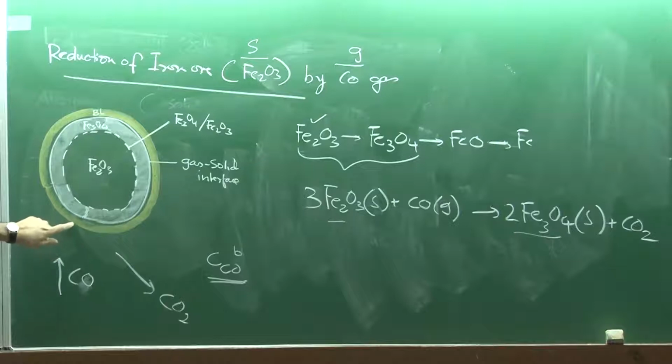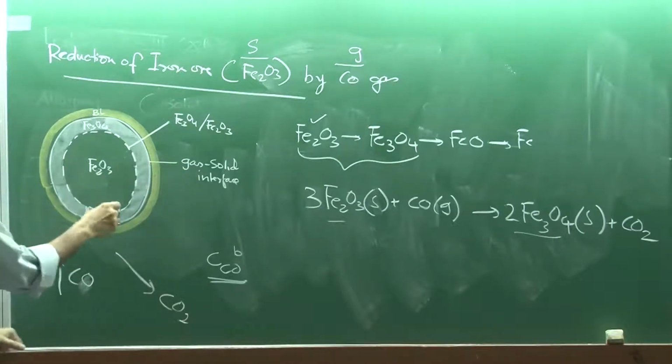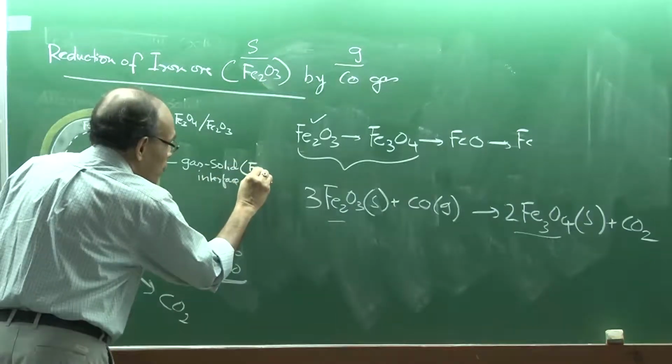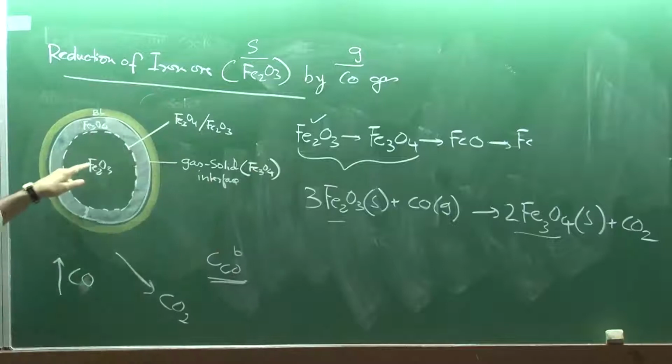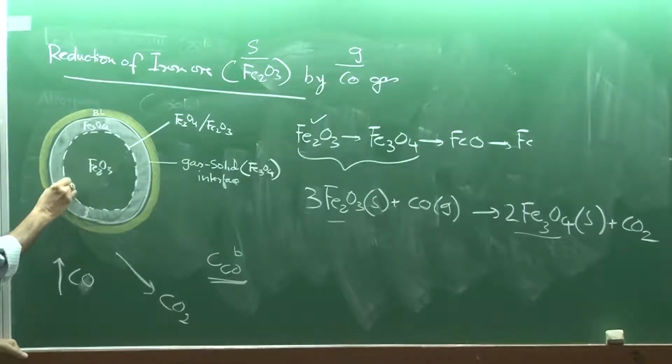Now, the first step is that it crosses the boundary layer and reaches the gas-solid interface. Okay? To be specific, this solid is Fe3O4, because there are two different solids, so let me isolate it. So there is transport through the boundary layer, and then diffusion of gas through the solid. And as I said, because of the density change, there are cracks in the system. So carbon monoxide will pass through these cracks and try to reach this interface where the reaction is going to take place.